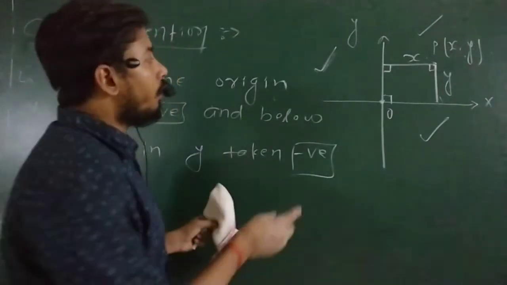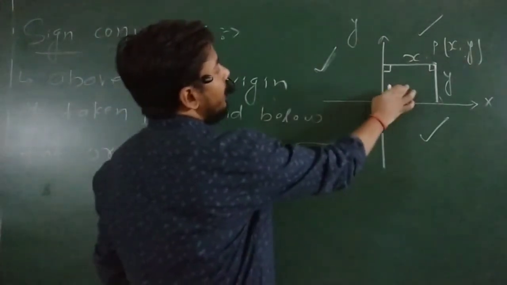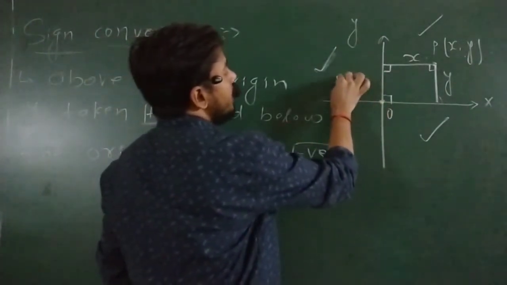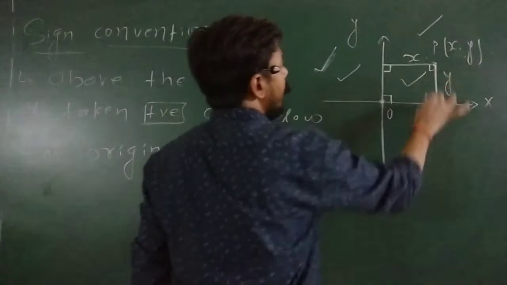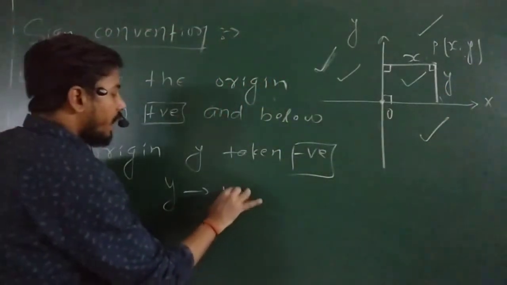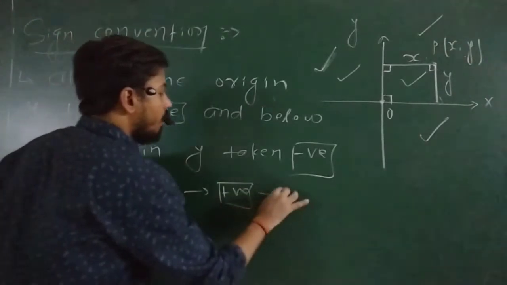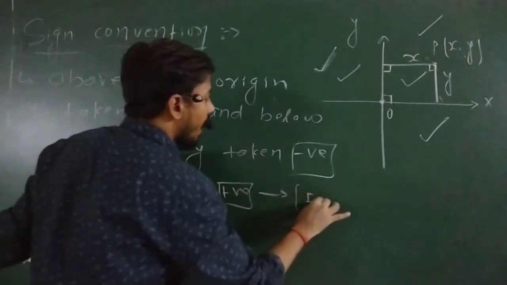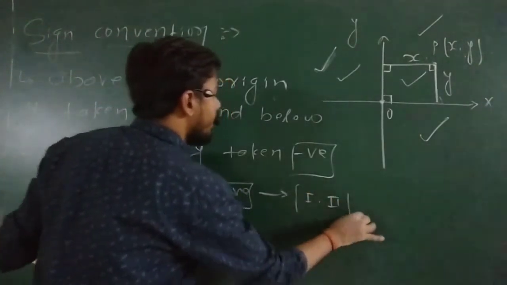So see, above the origin, this quadrant and this quadrant are above the origin. It means here y will be positive and here y will be positive. So y will be positive in which quadrant? You have to reply, my dear. Y will be positive in the first and second quadrant.